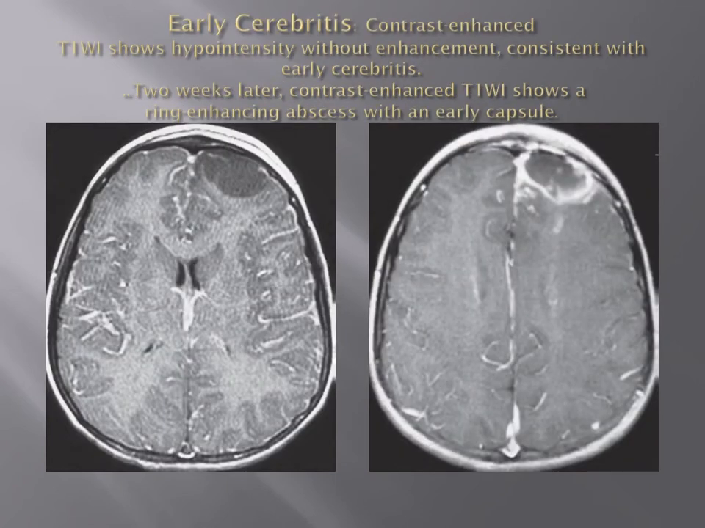Okay? The previous case was late cerebritis. Now we have a capsule, we have a collection, we have an abscess here. You can notice the inner wall is thin on the contrast enhanced images, consistent with cerebral abscess. Complete enhancement. 2 weeks later, contrast enhanced shows a ring enhancing abscess with an early capsule.